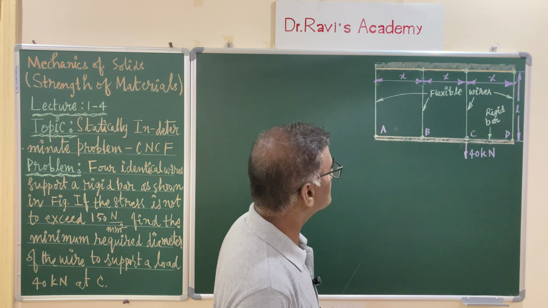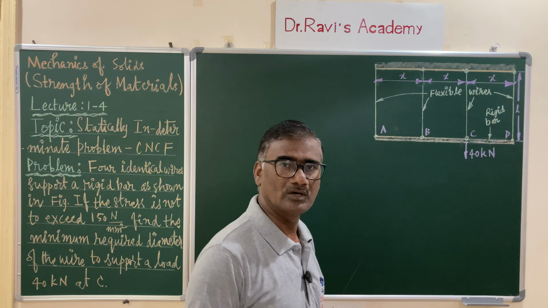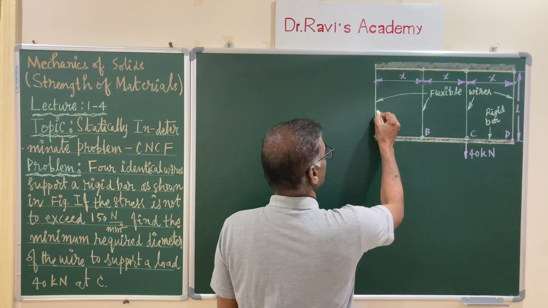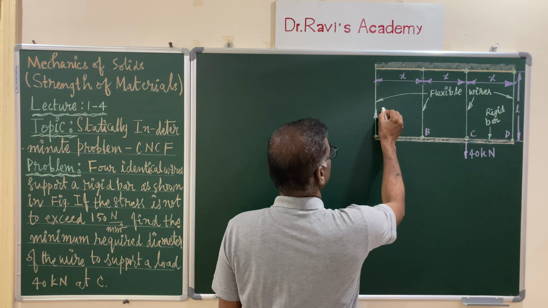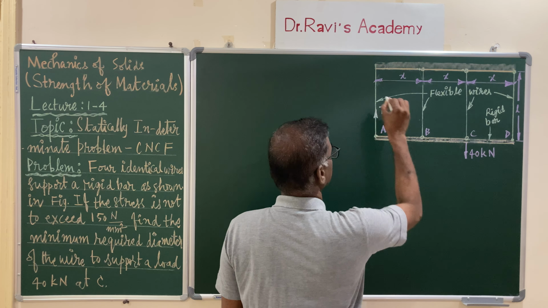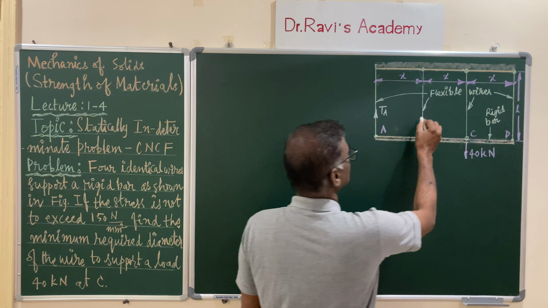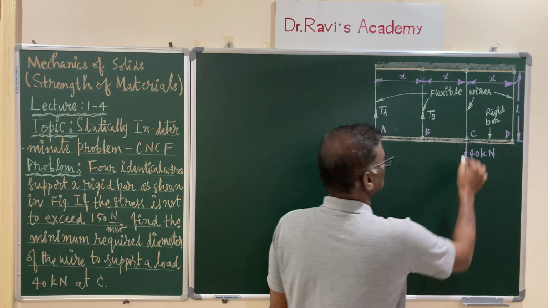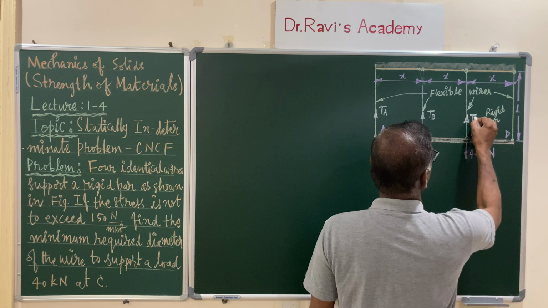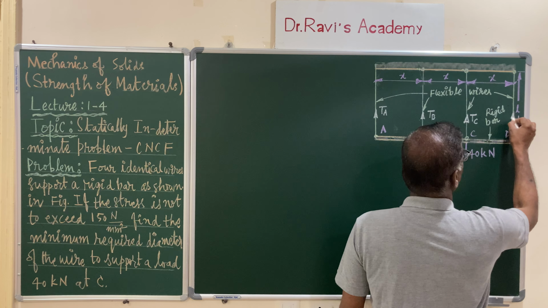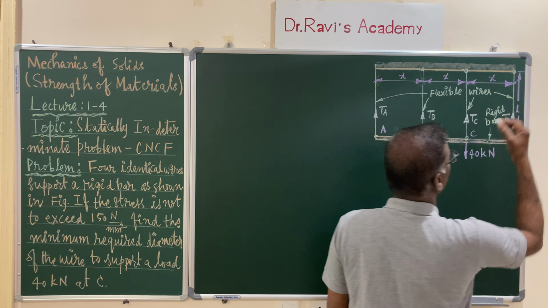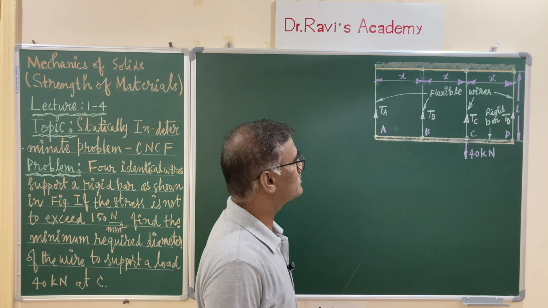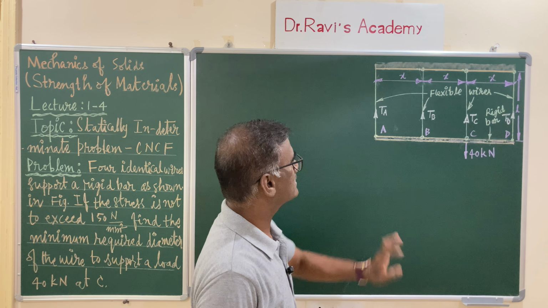To solve this problem, let us first of all draw the free body diagram of this given system. Here the load is applied, and a tensile force is developed in wire A. I am calling it T subscript A, and tension TB, and tensile force in this also, it is TC, and it is TD. So you have four forces with different magnitudes, obviously different because of the eccentric loading.